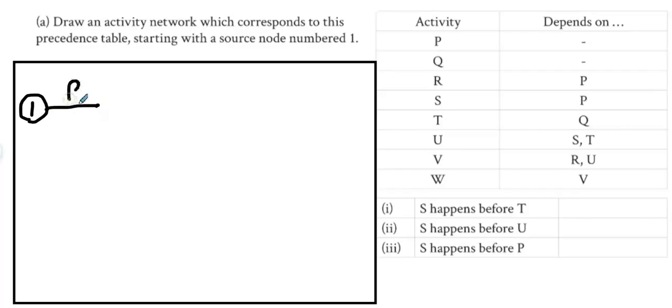How do you know it's P and Q? Yeah, P and Q, they don't depend on anything, right? So that's P and Q done. Now what happens to P then? Who comes out of P?